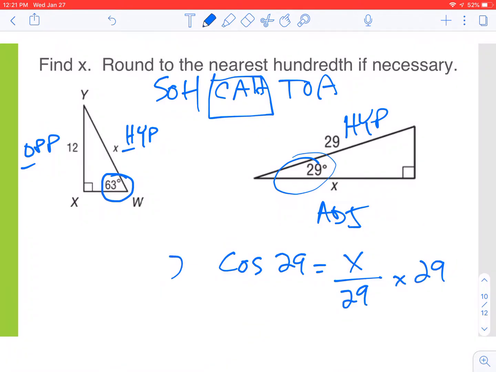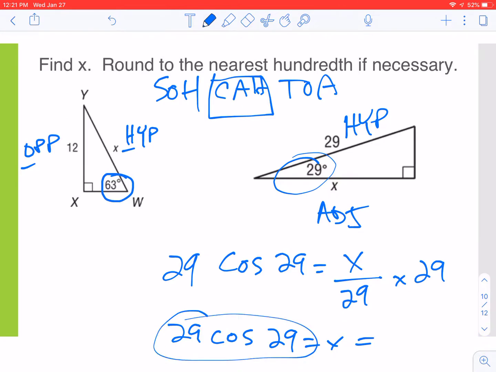Multiply both sides by 29. And literally in your calculator, you are just going to type that. You don't even need a multiplication sign. 29 cosine of 29. Remember, be in degrees. I'm going to get 25.36 as my answer. Should be less than 29, right? 29 should be the biggest number.